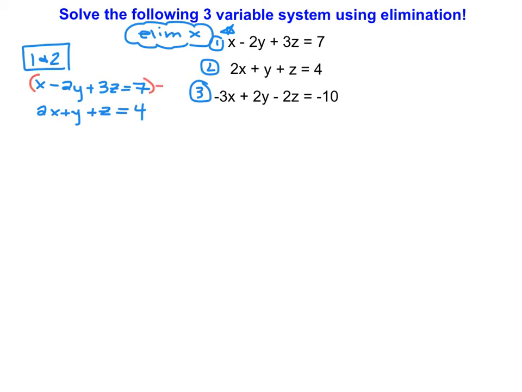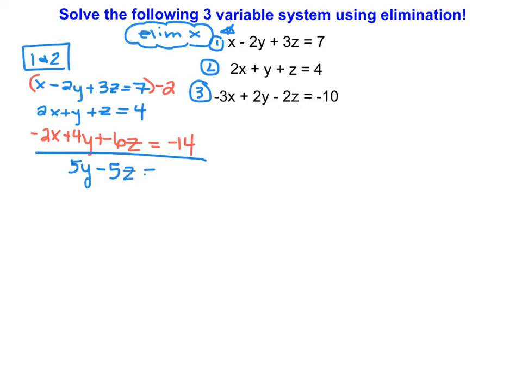So I'm going to multiply this first equation through by negative 2. And I end up with negative 2x plus 4y plus a negative 6z, or you can put minus 6z, it doesn't matter, is equal to negative 14. So now if I add these two equations together, I eliminate my x's, I end up with 5y, then that becomes a negative 5z is equal to a negative 10. So here I have an equation that has two variables.